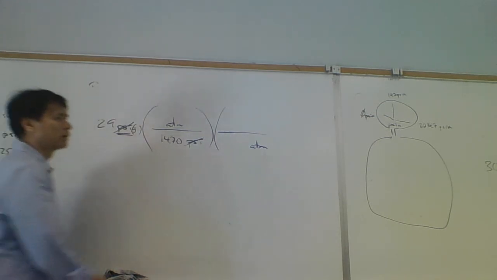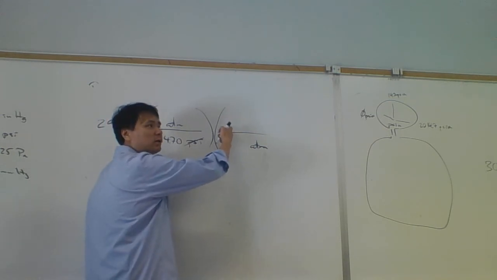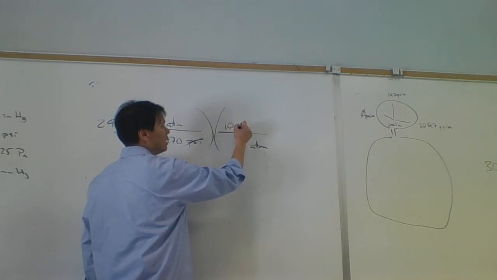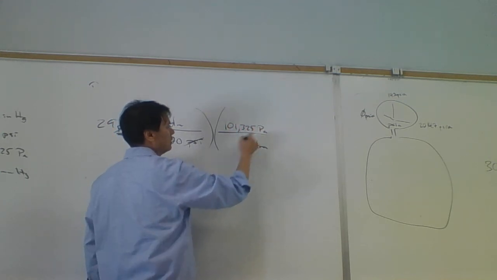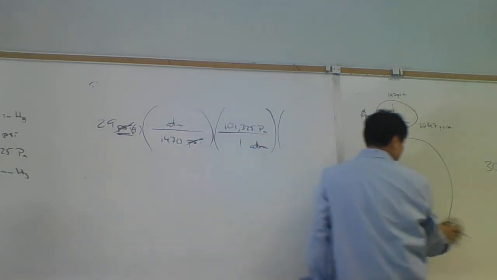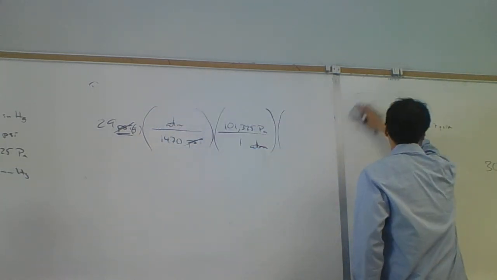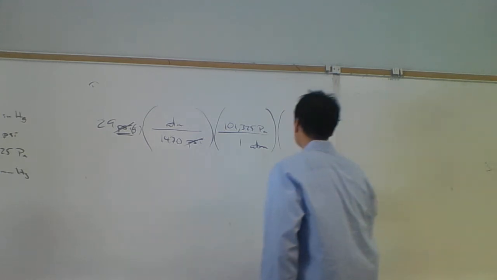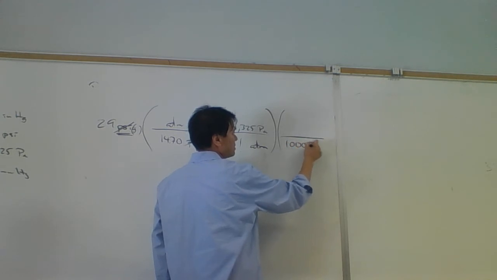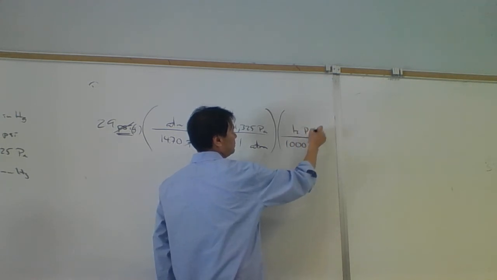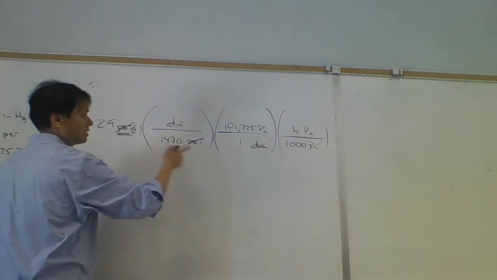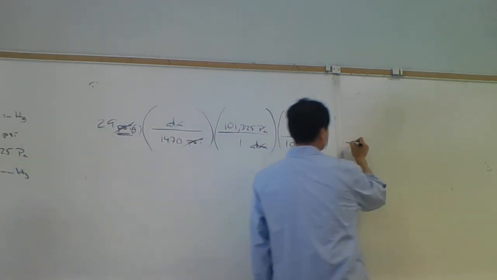Where should I go here? Should I go to inches of mercury, 29.92? No, I should go to pascals. So I'm going to write 101,325 pascals here for 1 atmosphere. And then I need to get rid of pascals. Where should I take it? To kilopascals. And as far as that goes, there are 1,000 pascals in every kilopascal. And so the pascals cancel. Atmospheres cancel, and this gives us the kilopascals of gauge pressure.